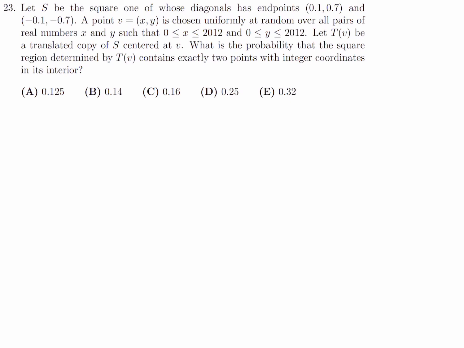Let S be the square, one of whose diagonals has endpoints (0.1, 0.7) and (-0.1, -0.7). A point V, which is (x, y), is chosen uniformly at random over all pairs of real numbers x, y such that x is between 0 and 2012 and y is between 0 and 2012. Let T(V) be the translated copy of S centered at V. What is the probability that the square region determined by T(V) contains exactly 2 points with integer coordinates in its interior?